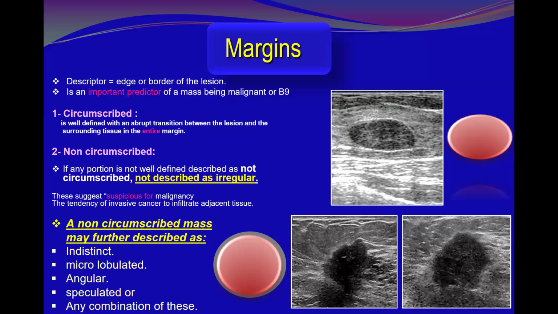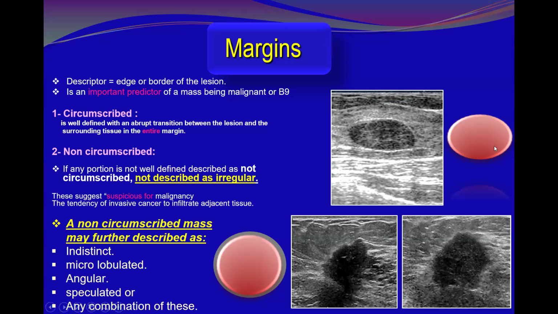Okay, from the surrounding tissue. Non-circumscribed, if there is any part of the lesion, the whole part or any part of the lesion, that is not circumscribed, not abruptly well-defined, there is no abrupt transition in a focal area or the whole area, and/or there is an area not well defined. The non-circumscribed margin is suspicious, and it's subdivided into indistinct, microlobulated, angular, spiculated, or combined.